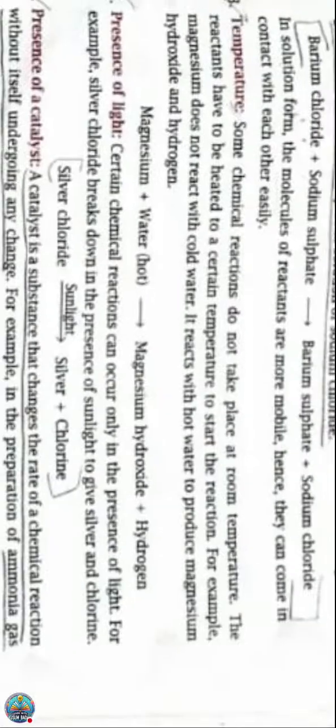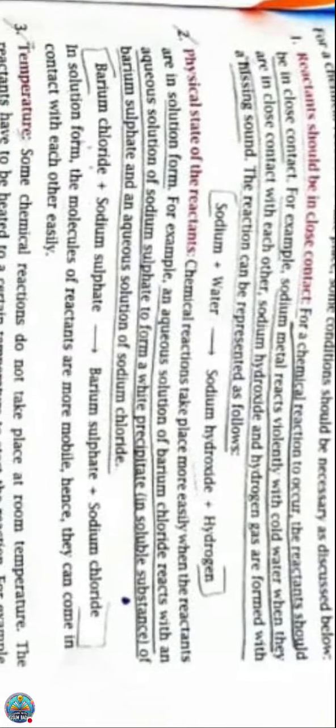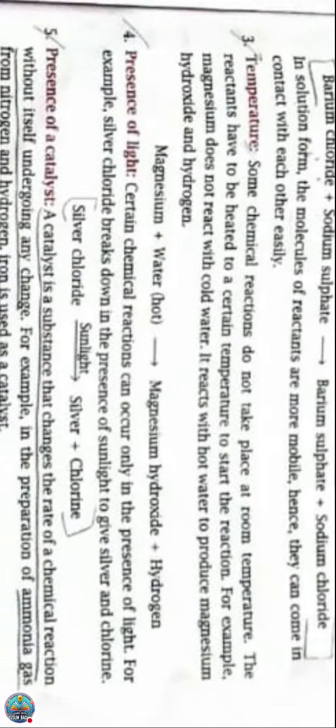So here we are dealing with the different conditions needed for a reaction to take place. The first condition was that reactants should be in close contact. The second one, physical states of the reactants. If they are in solution form, the reaction can take place easily. Third one, temperature. Certain reactions take place at a certain temperature. Not all reactions take place at room temperature. So they gave the example of magnesium and water. Magnesium does not react with cold water, but it reacts with hot water. So some temperature is needed to get the water heated up.